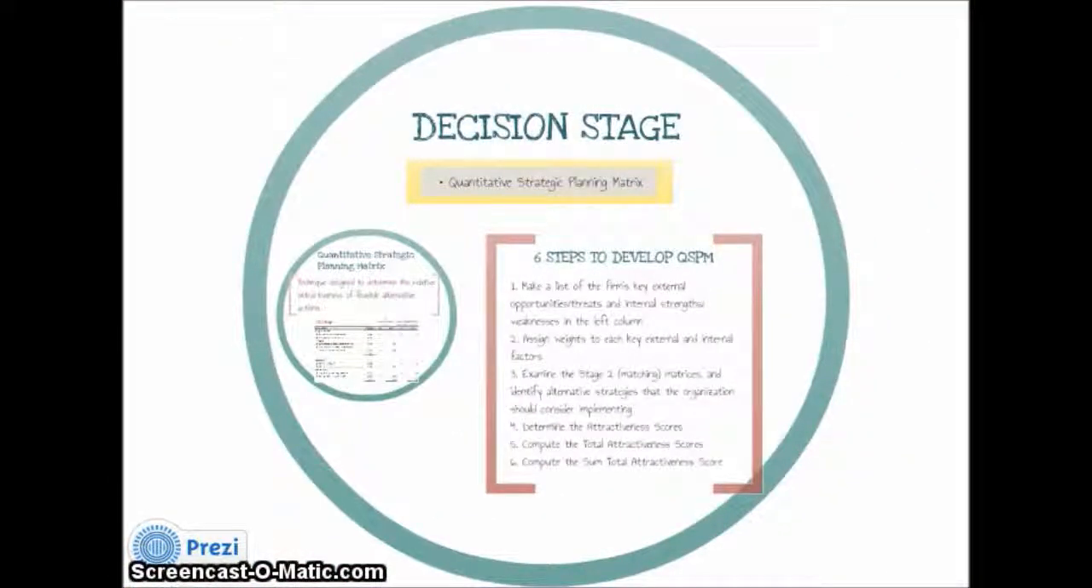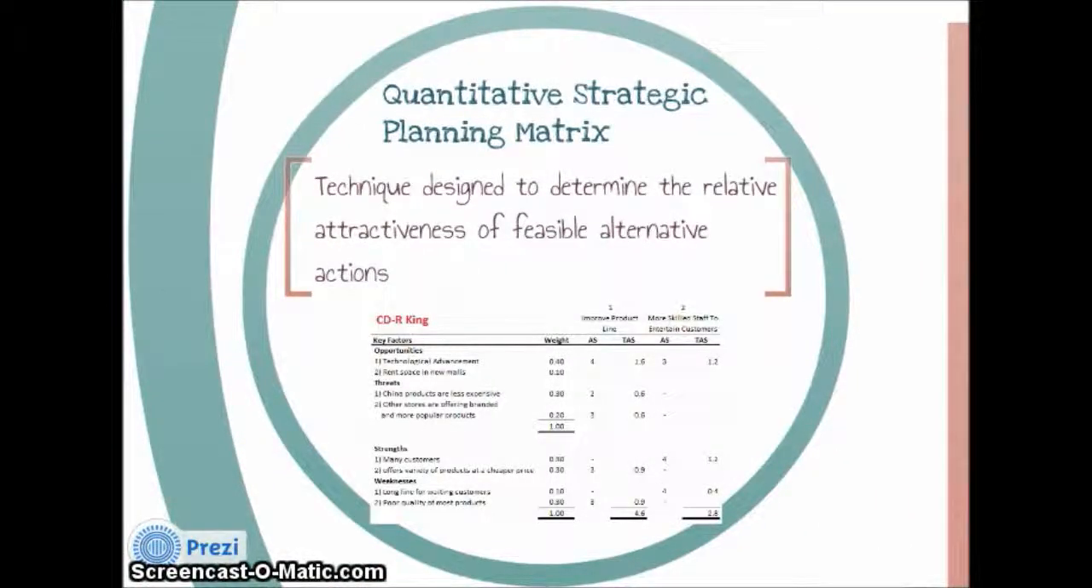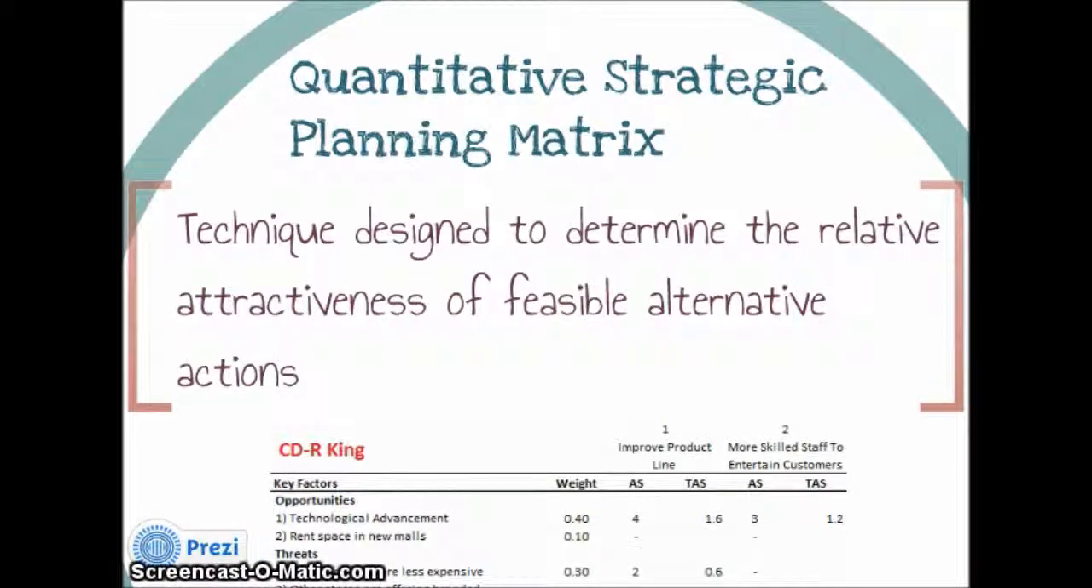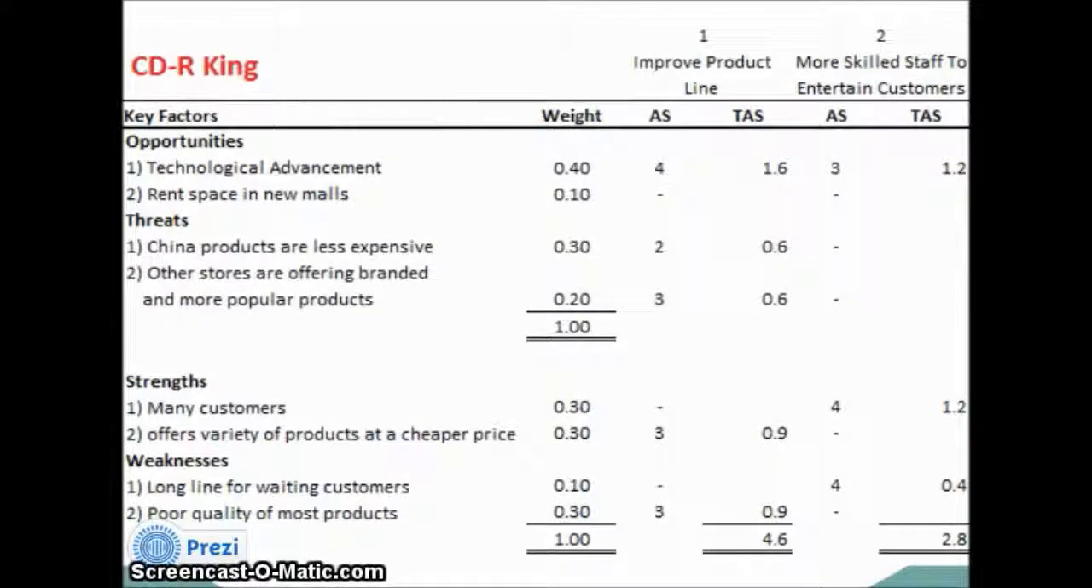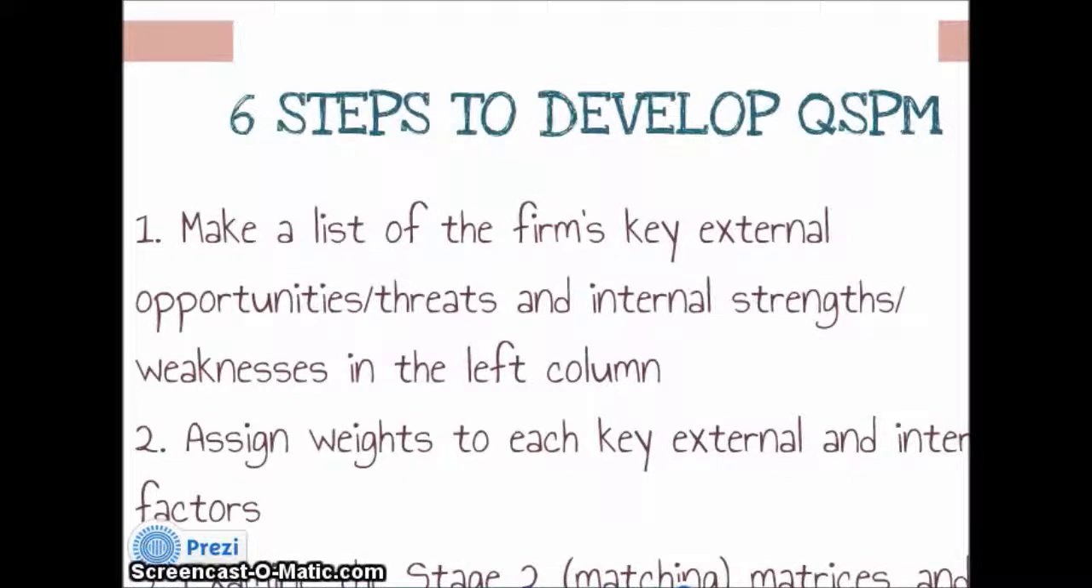Let us now go to the last stage, the decision stage. Under the decision stage, we have the quantitative strategic planning matrix. The QSPM uses input from stage 1 analysis and matching results from stage 2 analysis so the manager can decide objectively among alternative strategies. Now let us go to the example, the CDR King. There are 6 steps to develop the QSPM. First, make a list of the firm's key external opportunities and threats and internal strengths and weaknesses in the left column.